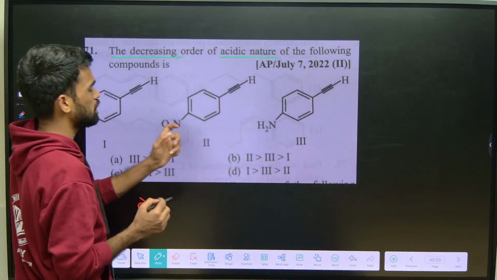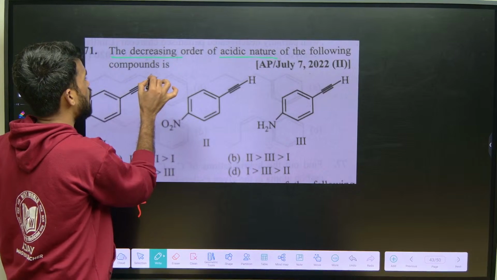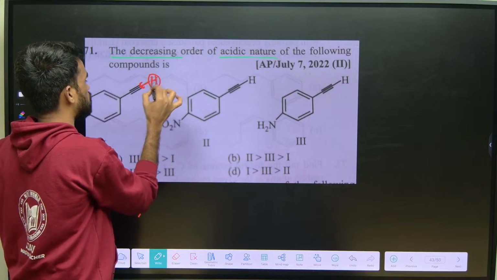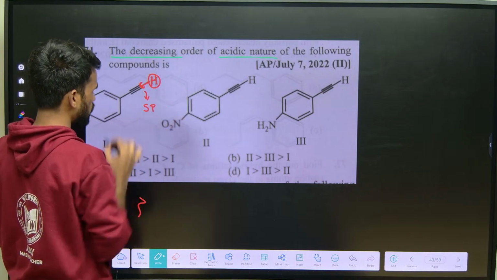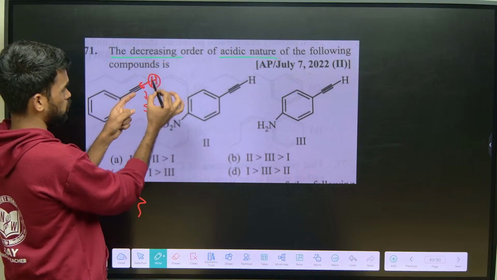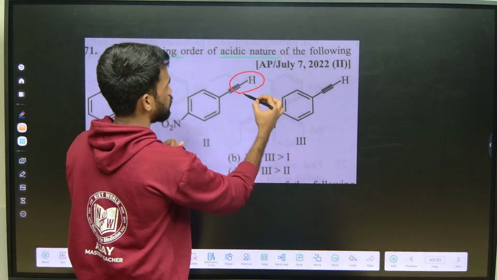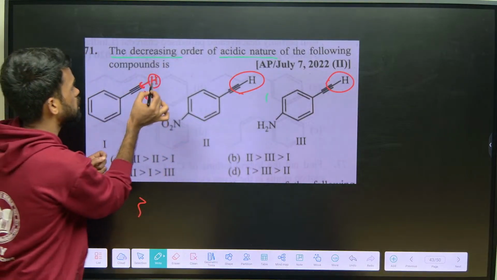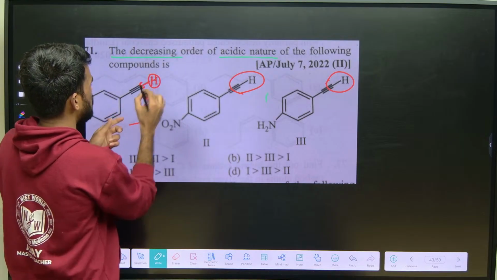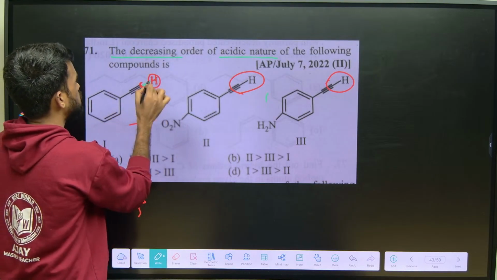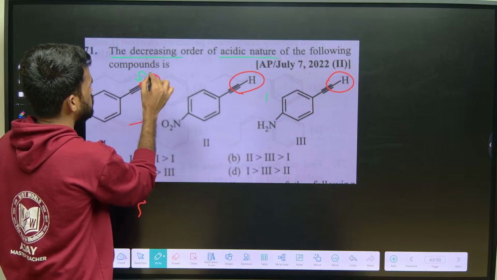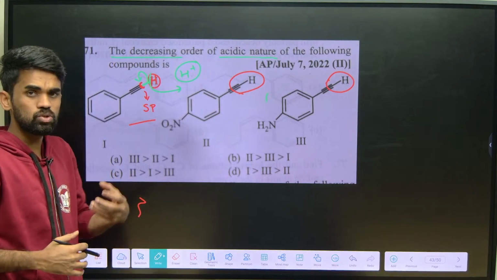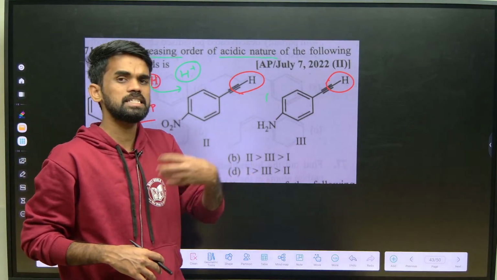See here, the acidic nature of alkynes is due to the presence of a hydrogen atom on the alkyne carbon, that is, the sp hybridized carbon. That kind of hydrogen is present in the first, second, and third compounds. Now what do we mean by acidic nature? The H plus ion should come out. It means whatever sigma bond electrons are present here should stay with the carbon only, and only the H plus ion comes out as a proton. The easier the liberation of that H plus ion, the greater its acidic nature.